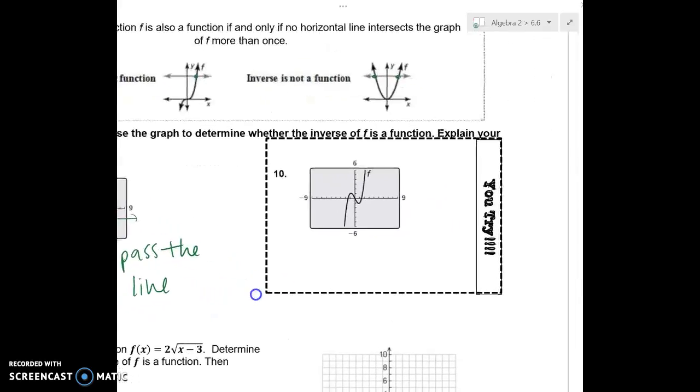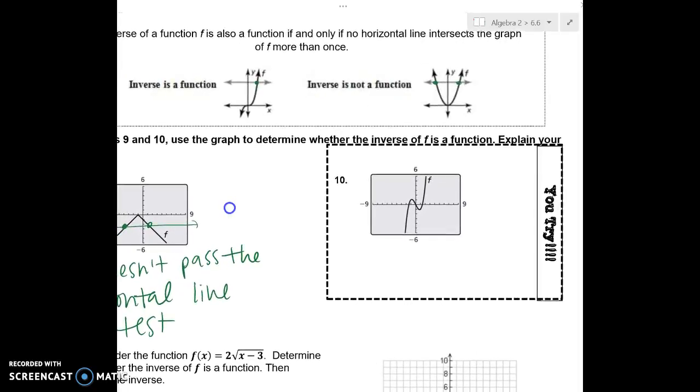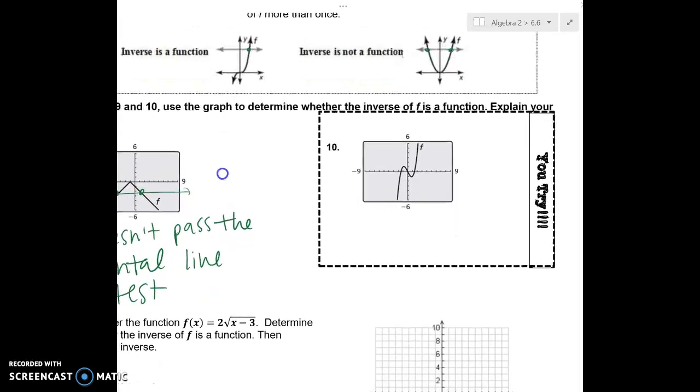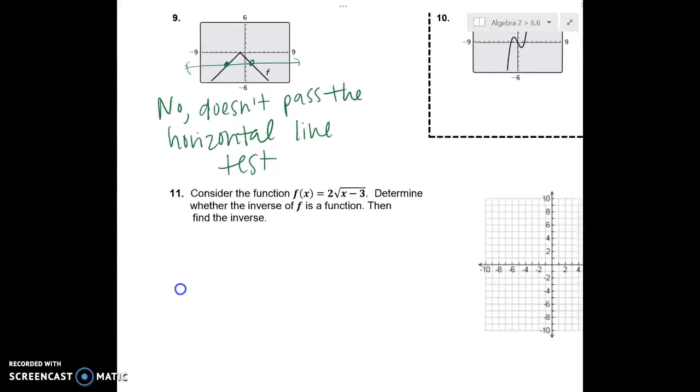I want you to try and do number 10 on your own. Remember, all you have to do is draw a horizontal line and determine whether the inverse is going to be a function or not. So remember, if it touches once, it is a function. If it touches more than once, then it's not going to be a function. Let's move on to number 11.